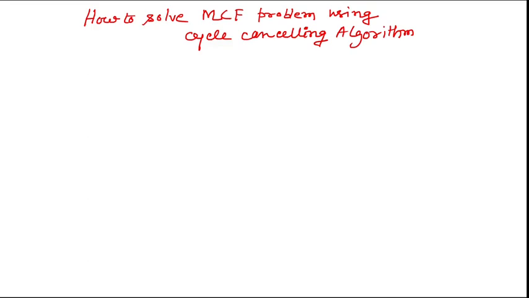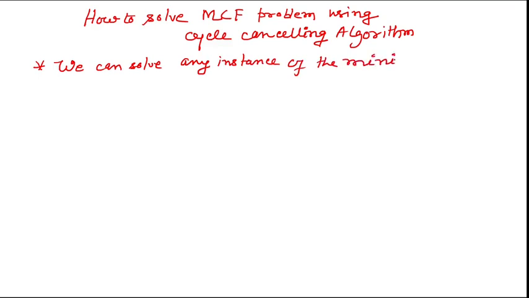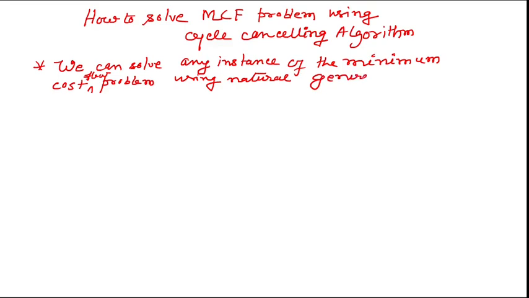So the first point is, we can solve any instance of the minimum cost circulation problem, a minimum cost flow problem, using a natural generalization of the Ford-Fulkerson algorithm.